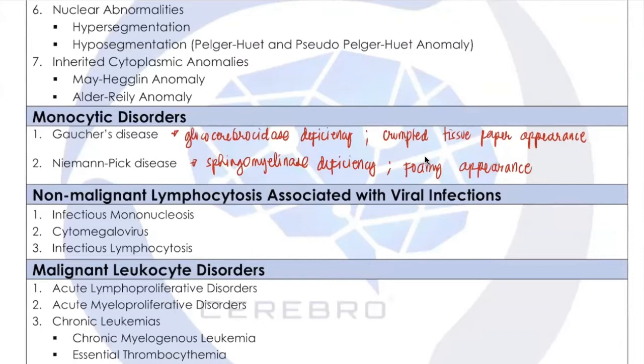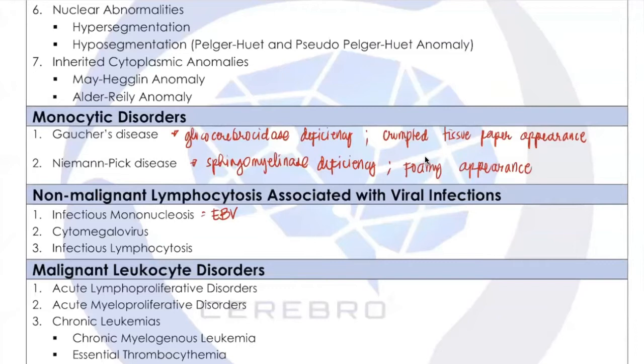So infectious mononucleosis is caused by the Epstein-Barr virus. This is caused by EBV, the Epstein-Barr virus. And this virus targets the B cells.